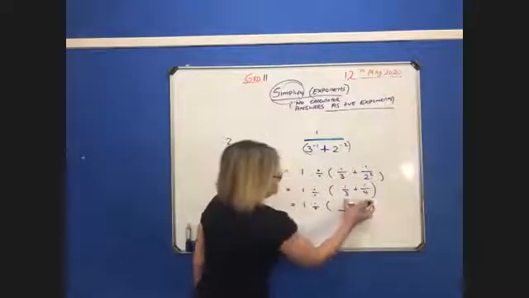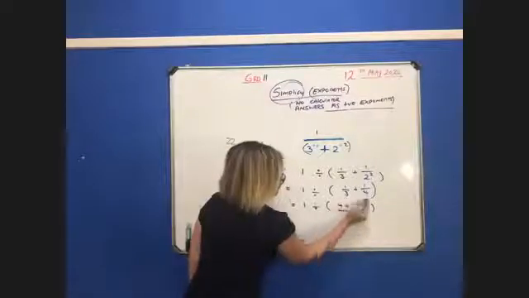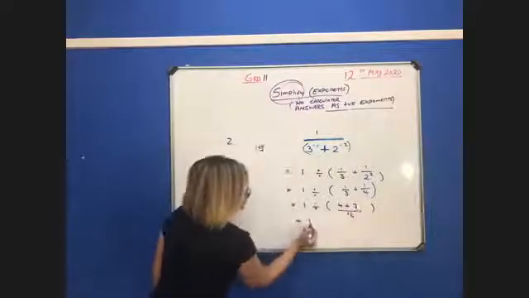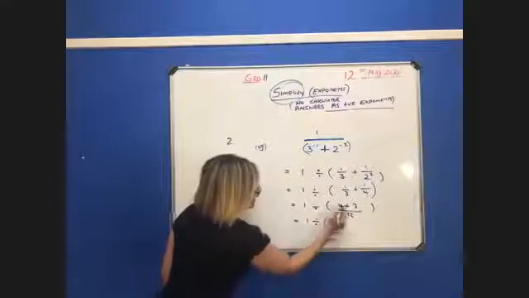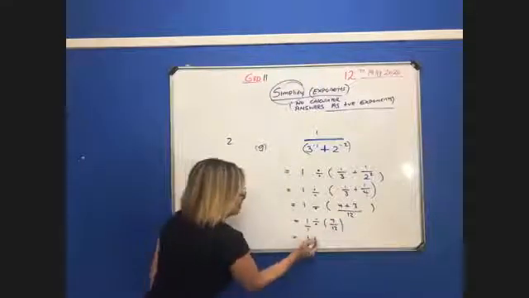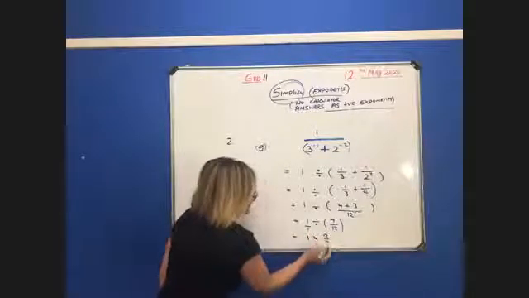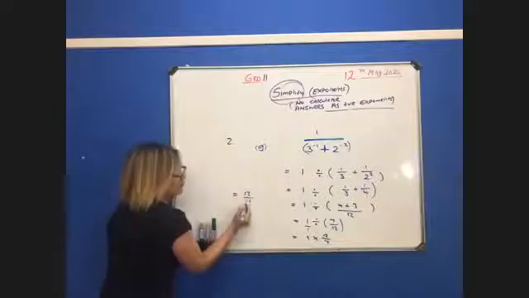All right. Oh, LCD 12, 3 to 12 goes 4, 4 to 12 goes 3. So it's 1 divided by 7 over 12. Okay, now this is where you go 1, change the divide to times, and tip. And the final answer, did you get 12 over 7?